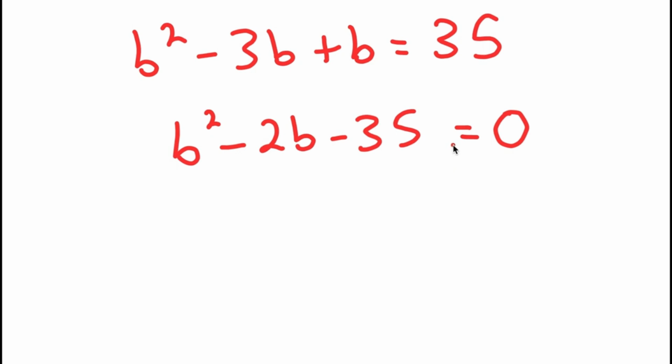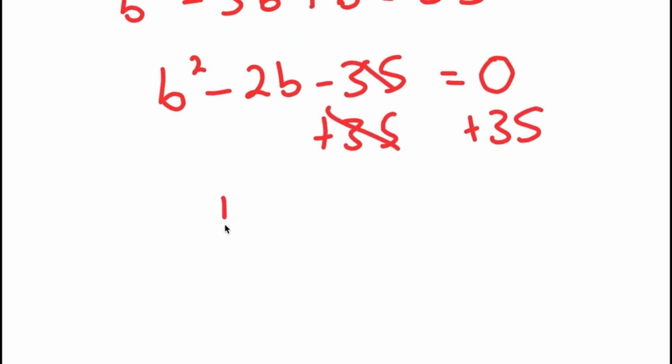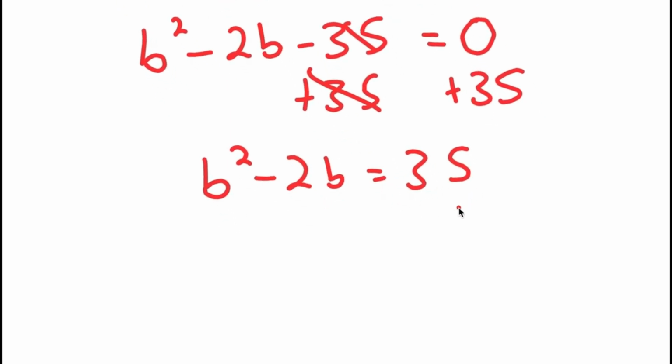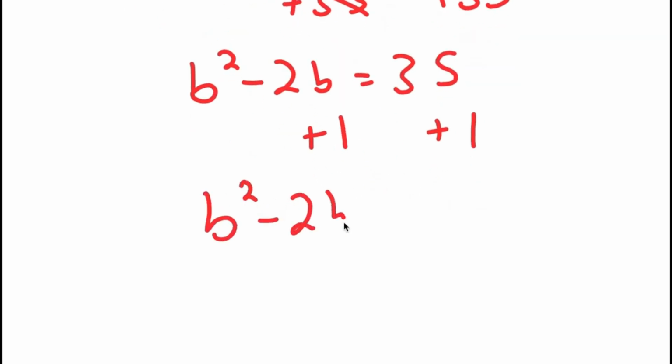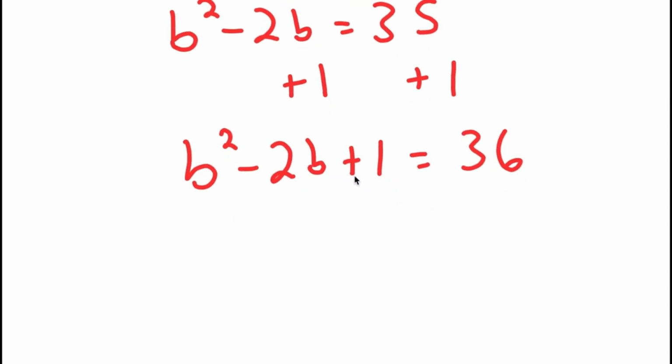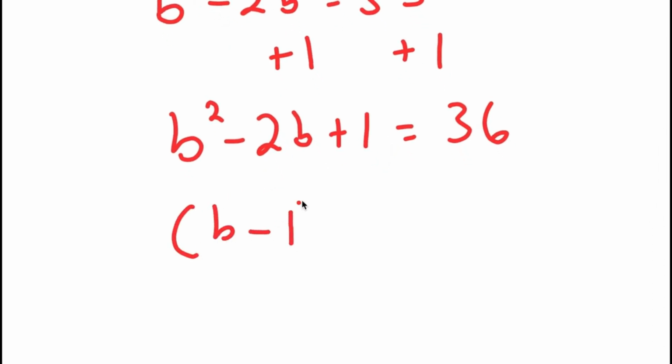Now from here, what I'm going to do is actually add this back because we did miss a step. So B squared minus 2B is equal to 35 once again. Actually, before doing that, what I'm going to do is add 1 on both sides. So now I have B squared minus 2B plus 1 is equal to 36. And now the reason I did that is because B squared minus 2B plus 1 is the same thing as (B minus 1) squared.